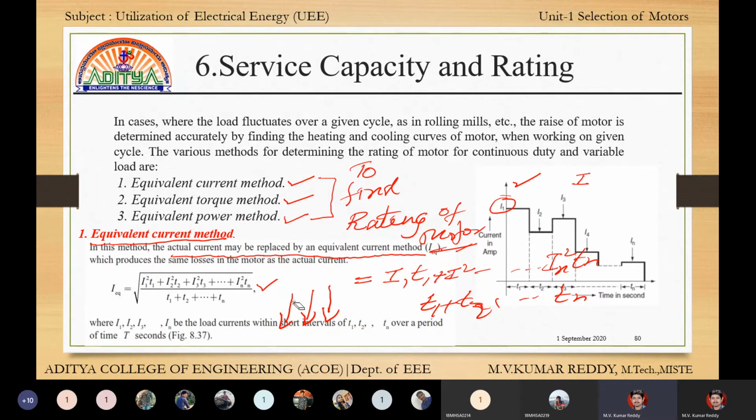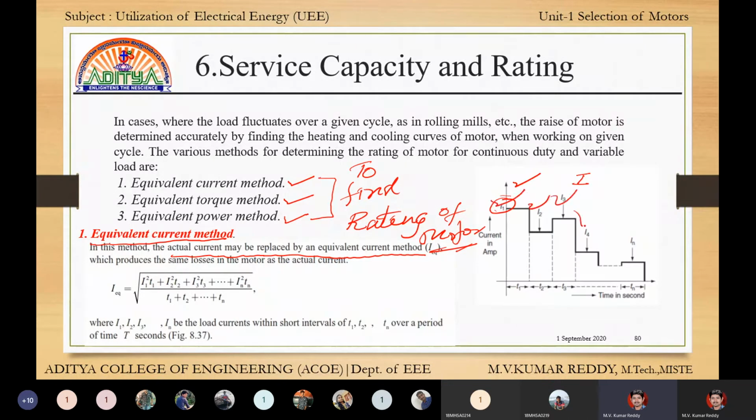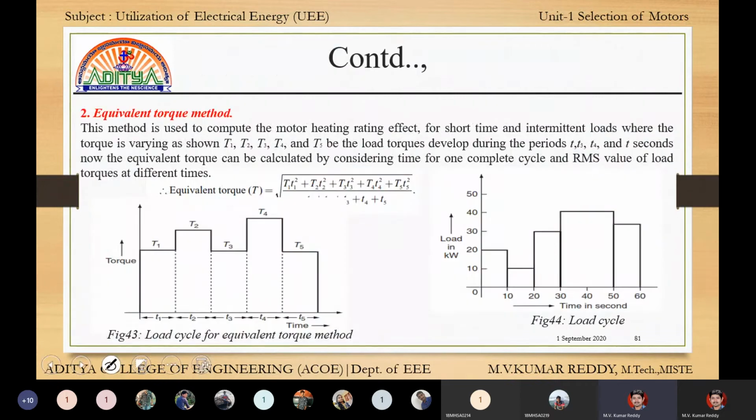Like this, the formula will be calculated for the equivalent current method. The root mean square value, with currents I1, I2, I3, I4 and so on up to In, is the square root of I1 square t1 plus I2 square t2 plus I3 square t3 and so on up to In square tn, divided by t1 plus t2 plus t3. This is the value for the equivalent current method.